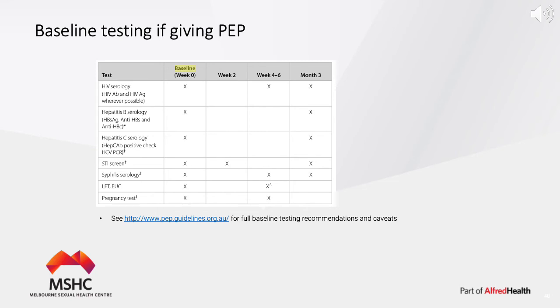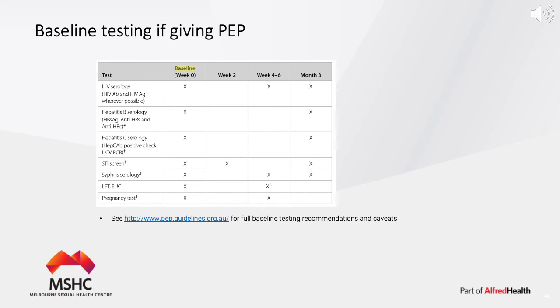Hepatitis B serology, because of protection against hepatitis B and also to determine whether someone needs a vaccine. Hepatitis C serology for determination of whether they're hepatitis C exposed. If they have a past history of hepatitis C or they've just got a hepatitis C antibody positive, then you need to do hepatitis C PCR testing. Do an STI screen with syphilis testing. We do a liver function and a urine electrolyte, and we also do a pregnancy test in women.